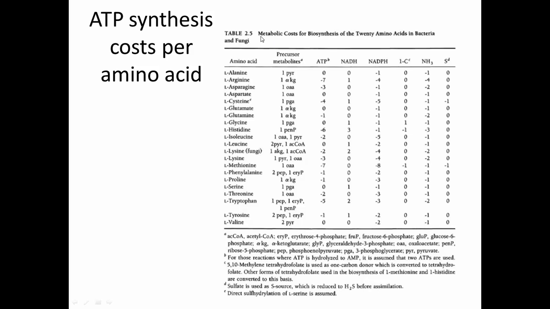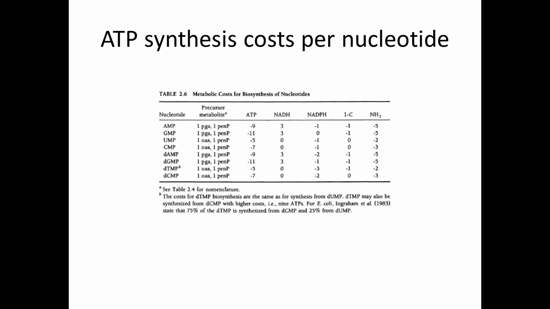Okay, and here, this is table 2.5. You can see a guide for the ATP synthesis costs per amino acid. Use these synthesis costs to calculate your overall synthesis cost. Here, this is table 2.6. You can see your ATP synthesis cost per nucleotide. And again, use these ATP synthesis costs.